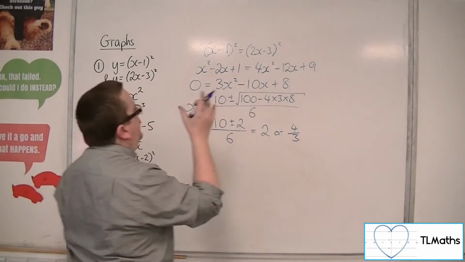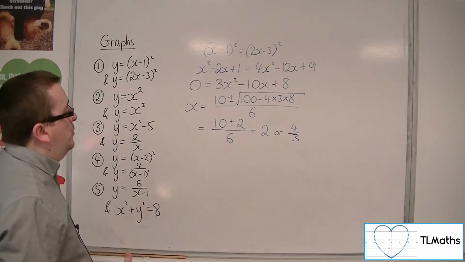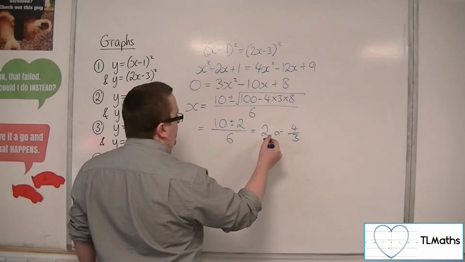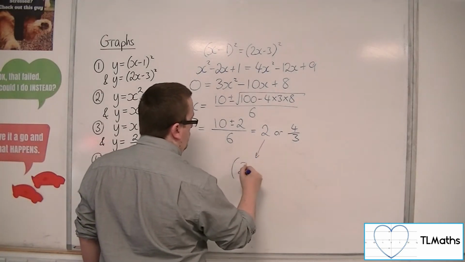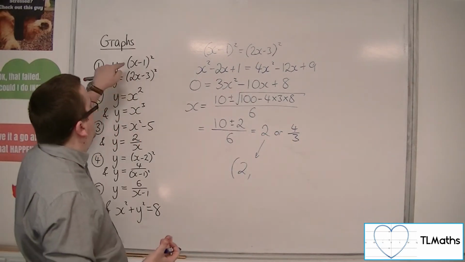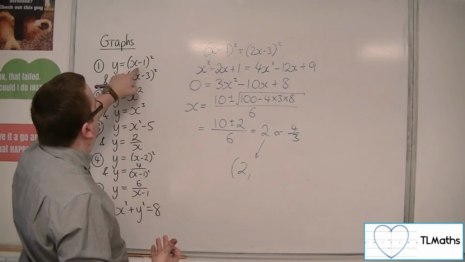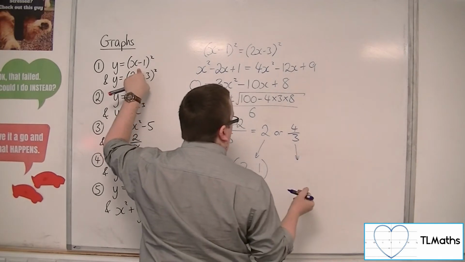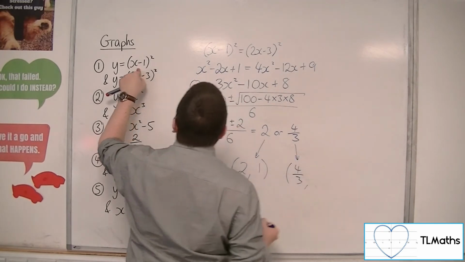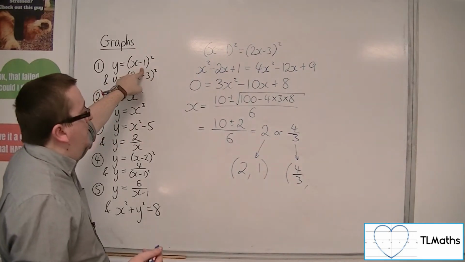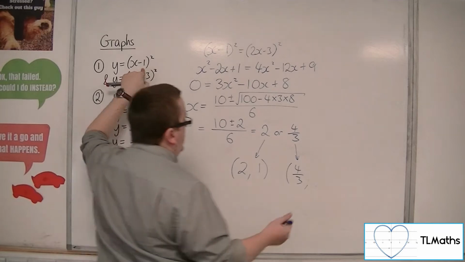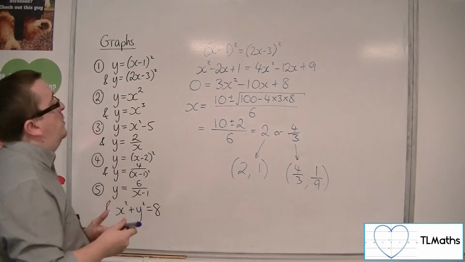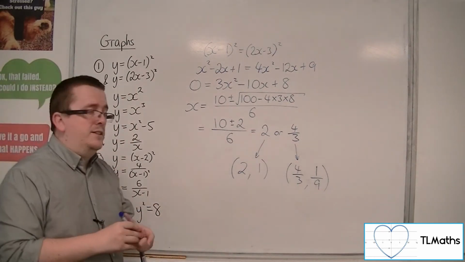So the x-coordinates of intersection are 2 and 4/3. If x is 2, then I can substitute 2 into either of those two equations to work out the y-coordinate. 2 take away 1 squared, so 1 squared is just 1. And when x is 4/3, I get 4/3 take away 1, which is 1/3. 1/3 squared is 1/9. So those are the coordinates of where these two parabolas intersect.